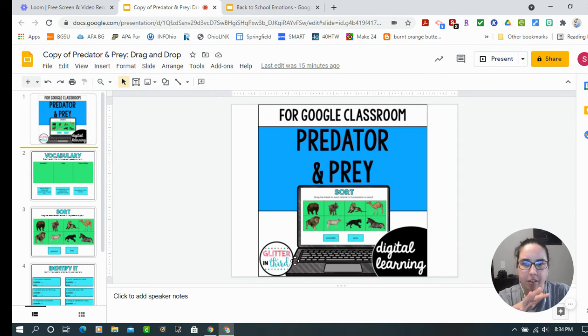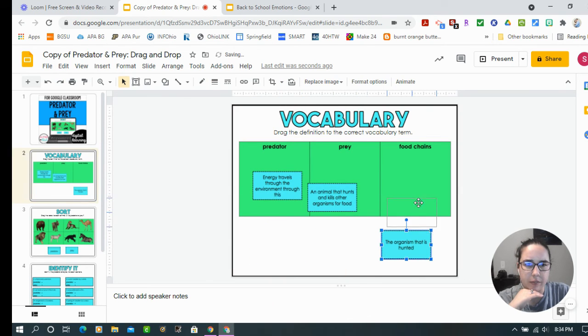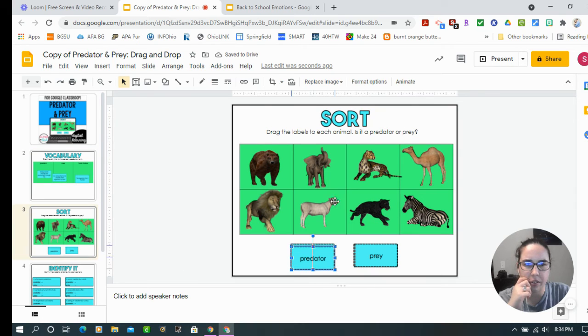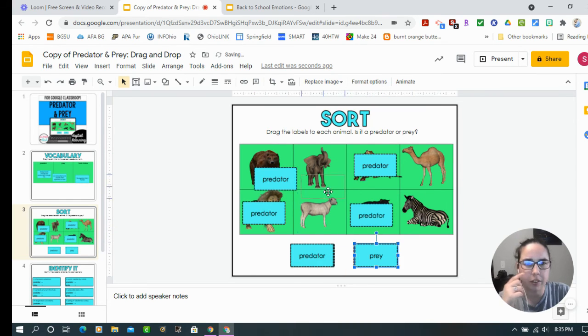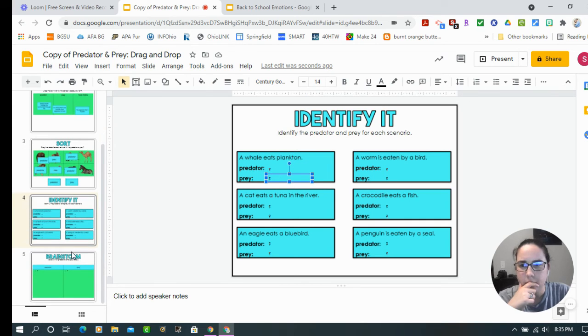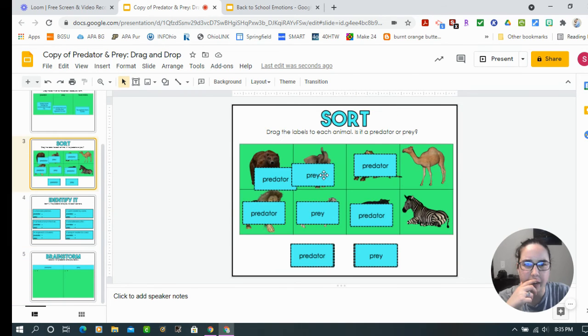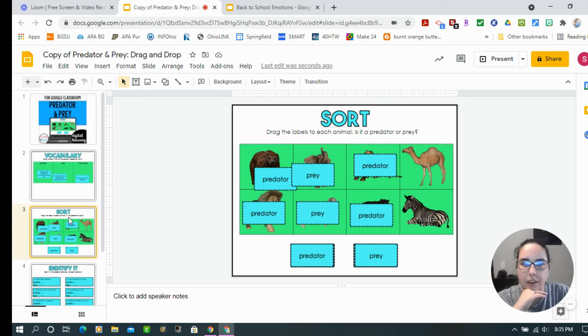This one I did get off Teachers Pay Teachers. It's from Glitter and Third. But this has drag and drop vocabulary that students can do. There's sorting. Predator, predator. That's not a predator, by the way. That's a predator. Predator, predator. So they just drag and drop. And then this one had an identifying, so they would type in their answer. Here's another brainstorm where you type in. But again, the key thing is that it had a drag and drop aspect. And you could add that to Google Classroom and assign each student their own. And then there's a drag and drop activity there.